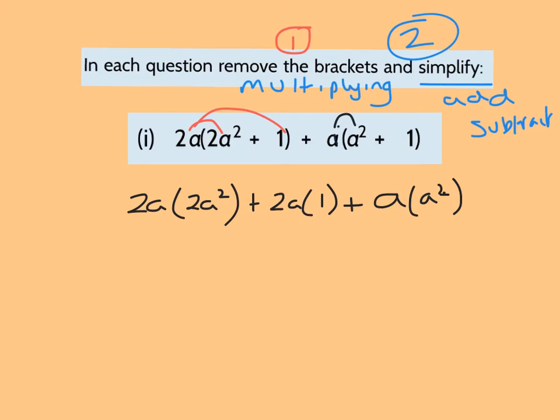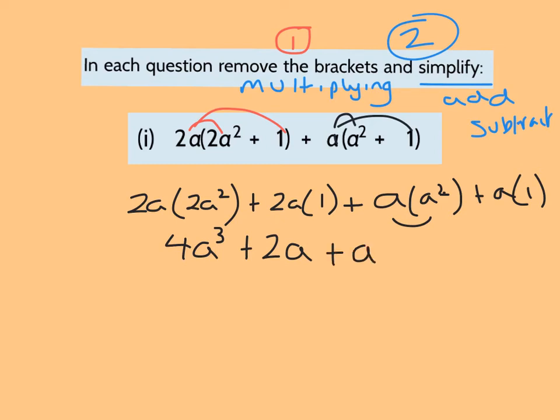And a by 1. Okay, let's multiply those out first. So we get 2 by 2 gives me 4. A by a squared is a cubed. I have 2a multiplied by 1 gives me plus 2a. A multiplied by a squared is going to give me plus a cubed, because remember that little 1 there. And then plus a multiplied by 1 just gives me a.